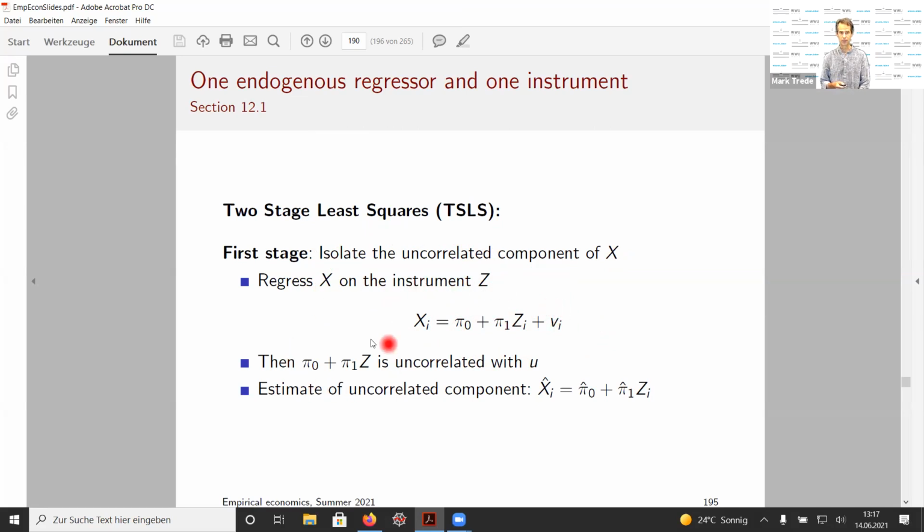Obviously, the component pi naught plus pi 1 Z, that's the one here, is uncorrelated with U. Why is that? Because U is not correlated with Z. So a linear function of Z is also uncorrelated with U. So this part here is, in a way, the good component of X. And the rest, which is here subsumed in the error term, is the evil component.